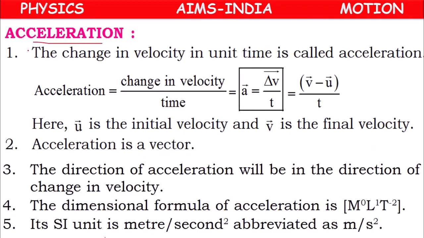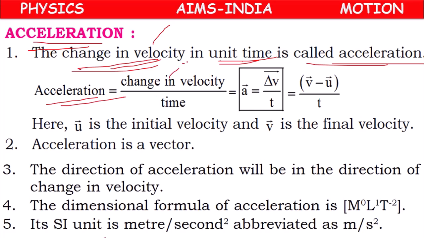So here, acceleration means the change in velocity in unit time. Means in 1 second, how much velocity changed. That is called acceleration. So acceleration means change in velocity by time. Change in velocity, what is the symbol, children? Delta V bar. Delta stands for change, V stands for velocity, bar stands for vector. So change in velocity by time. Because change in velocity, again we can write it as V bar, final velocity, minus U bar, initial velocity. This difference equals delta V bar.